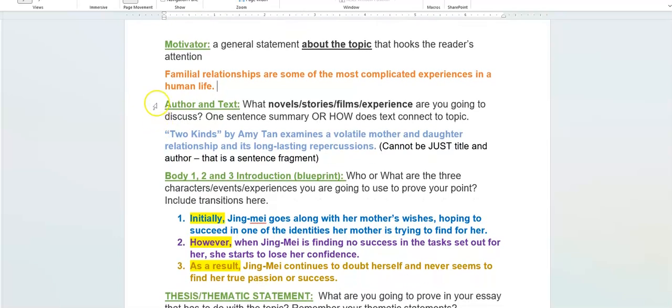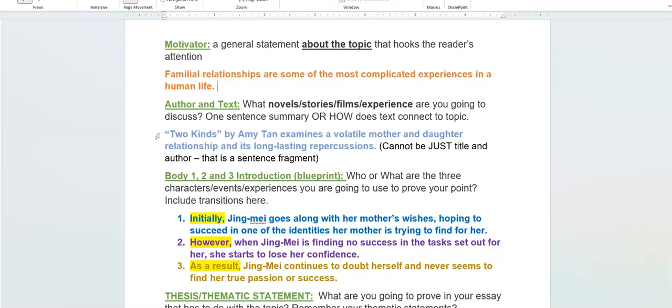The next sentence is the author and text. So this is where we're going to introduce who and what we're talking about in terms of the film, novel, or story, and the author or director. It should be either a 1-sentence summary or tell me how this text connects to the topic. You can do one or the other. Again, this should be 1 sentence, but if you need to, you can use more. So I have an example here that is talking about how this text connects to the topic. I'm not really giving a 1-sentence summary of the story, but I could do that if I wanted to.